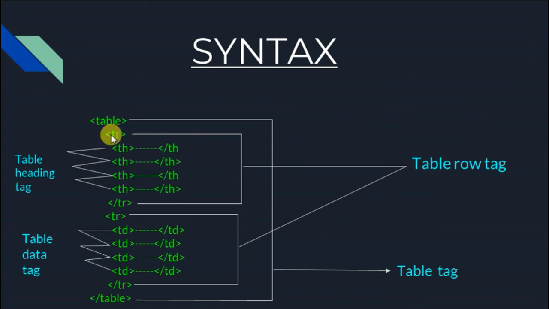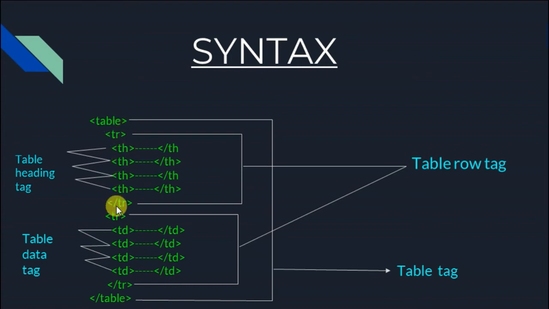Table row, this is your starting tag, and this is your closing tag of the table row, and this is your second table row, and this is your second table row closing. In between the table tag you can create as many rows as you want. Now here I have made 2 rows, the first one and the second one.